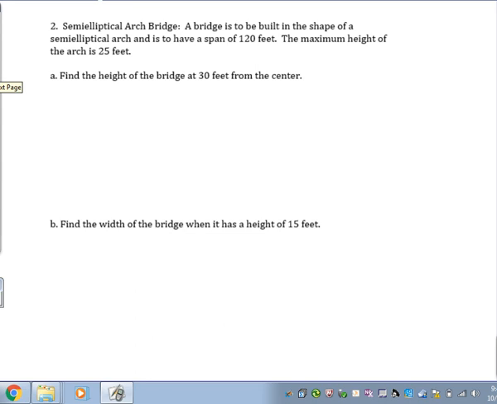So this next example, I think it has 2 questions that go with it. And we have a semi-elliptical arch bridge, and it's going to have a span of 120 feet. The maximum height of the arch is 25 feet. So before we look at the question, let's just draw what we have.